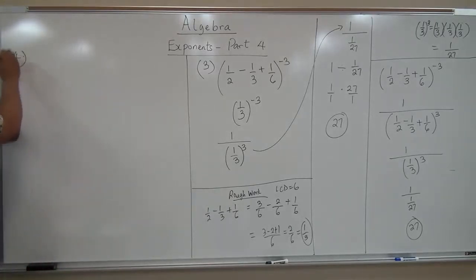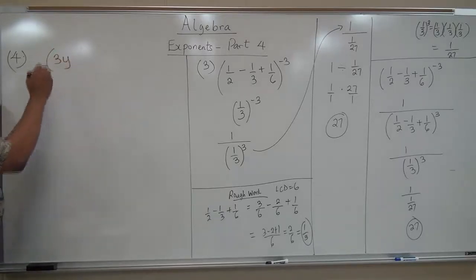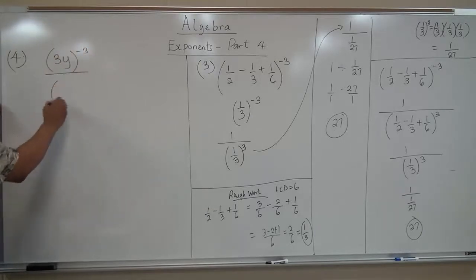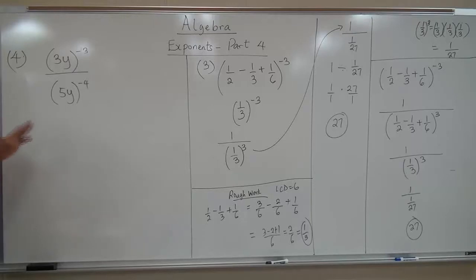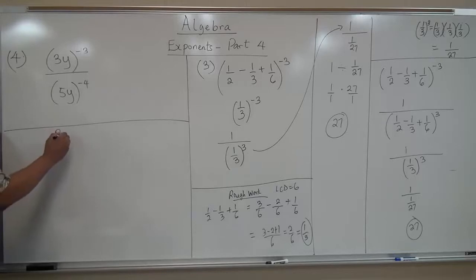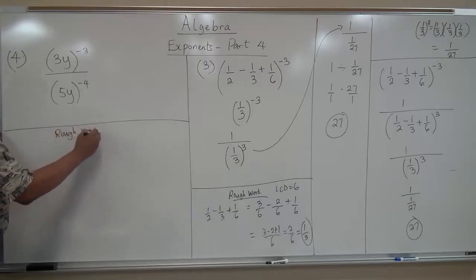Question 4. We are getting there. I wrote out all these questions so that we can do it one at a time. 3y exponent negative 3 all over 5y all exponent negative 4. So we want to do this step by step. We can write out our rough work, and draw a line here where we can show our work. Let's do it step by step.